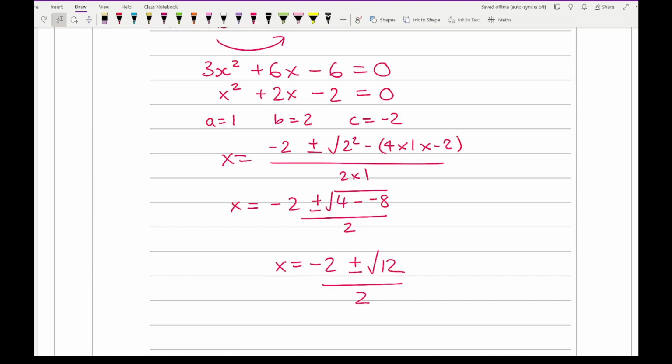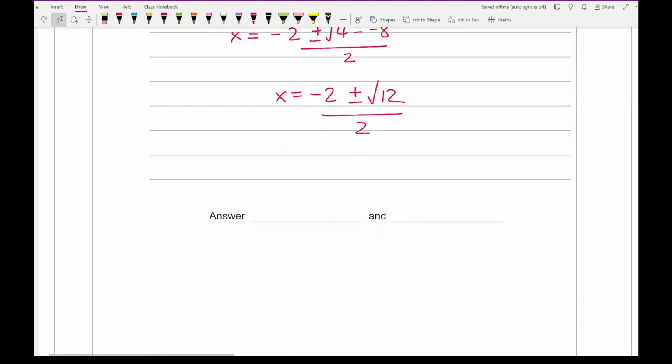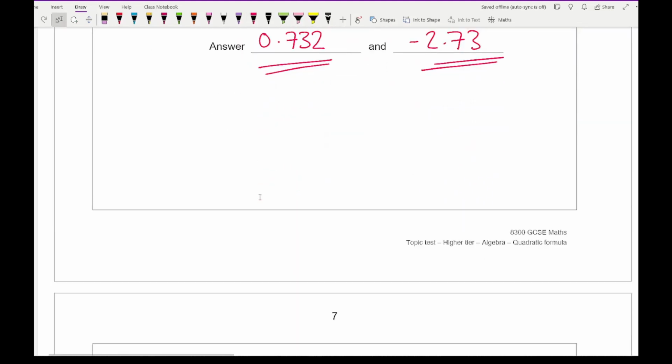From this, I can then enter that into my calculator, and I should end up with answers of 0.732 and minus 2.73. Now note how both those numbers have been rounded to 3 significant figures. Remember, 0 doesn't count as a significant figure at the start.